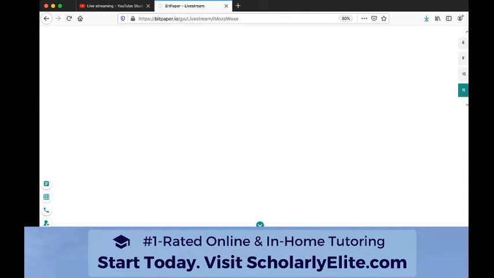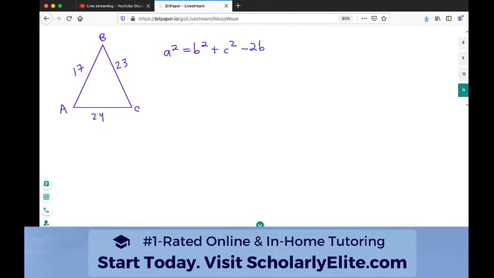So let's try this question. If I've got a triangle and the side lengths are 17, 23, and 24, I have no other information about this triangle. No angles, no nothing. This is a prime candidate for cosine law. So let's reiterate what cosine law is. A squared equals b squared plus c squared minus 2 times b times c times cos of A.